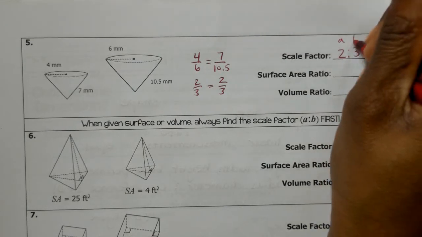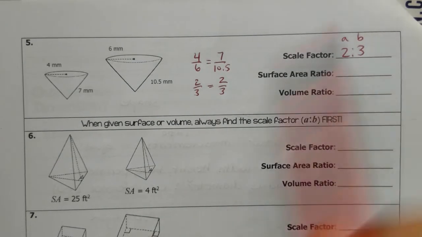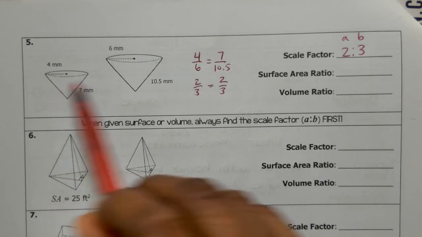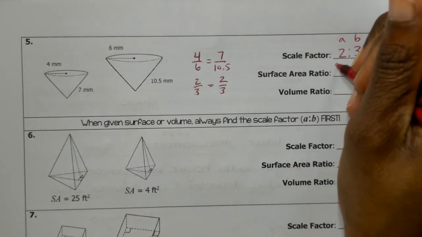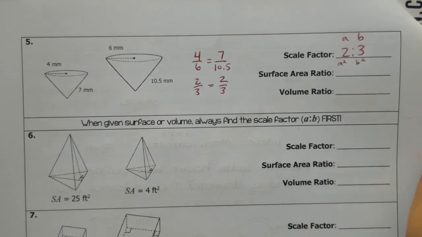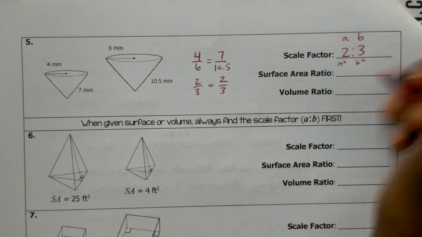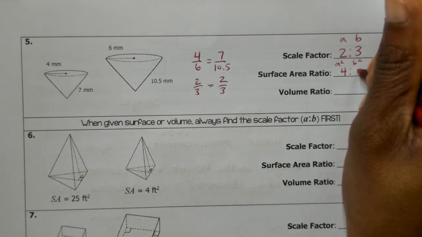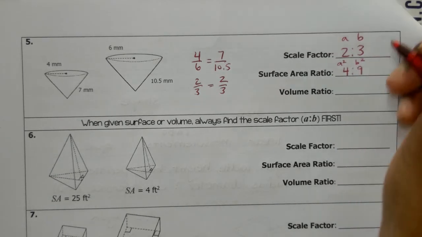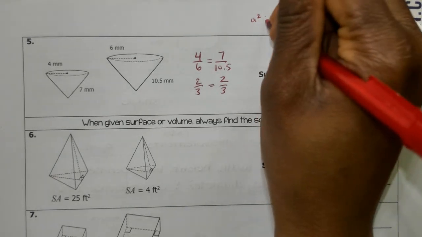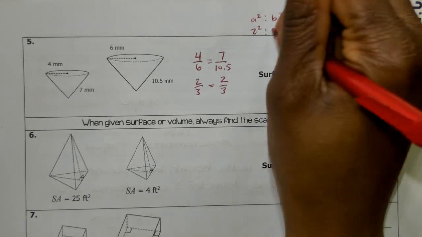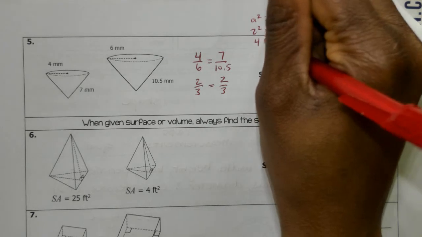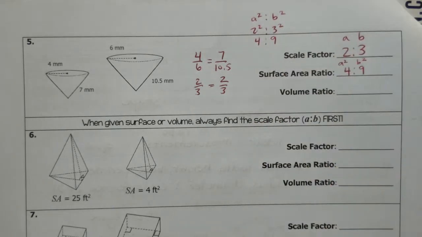And this would be your A and your B. So if the linear measurements have a scale factor of 2 to 3, the area measurements are going to have a scale factor of 4 to 9. You square them both. So what we're doing here again is A squared and B squared. So we're squaring 2 and we're squaring 3. So 2 squared is 4, 3 times 3 is 9.